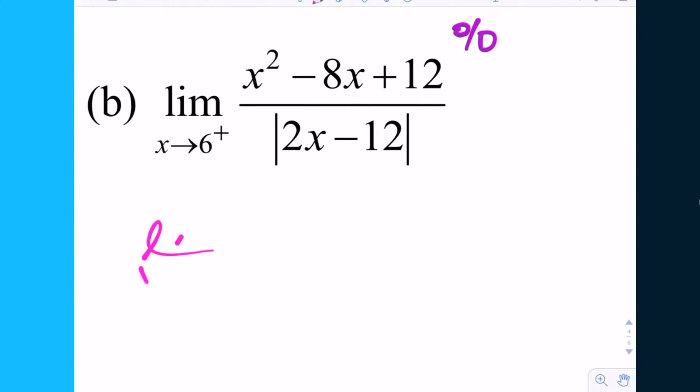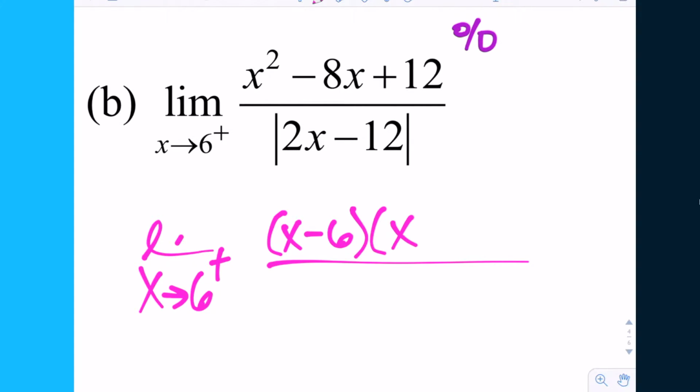So what you have to do first, I always write this first, write the limit. You have to factor the top. So it's going to be x minus 6 times x minus 2, yeah? And then down here we have the absolute value of 2x minus 12. Now you don't actually have to have x minus 6 over the absolute value of x minus 6. As long as it's linear over linear and you isolate it, you can do the jump man trick.